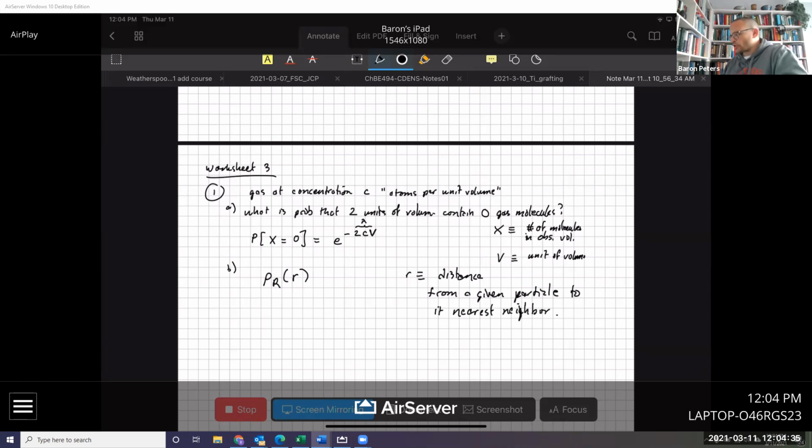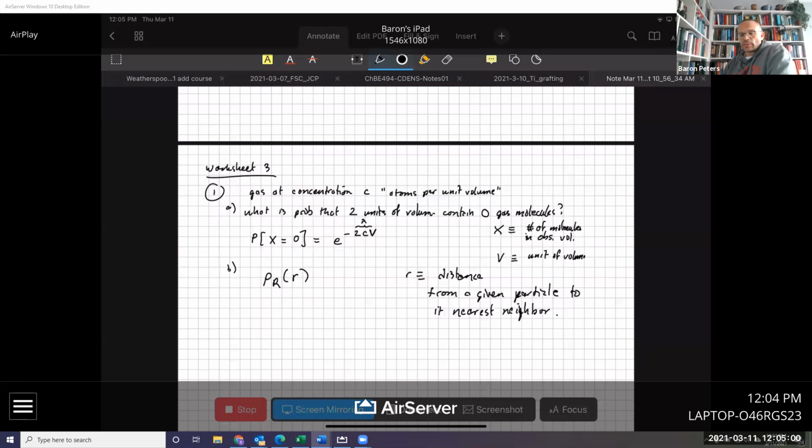And let's think for just a moment about what this distribution should look like. If we consider a distance that's very small, it's really unlikely that in the little tiny volume corresponding to a very small distance from our tagged particle, we will find another one. And so we expect the distribution to go to 0 at very small distances.